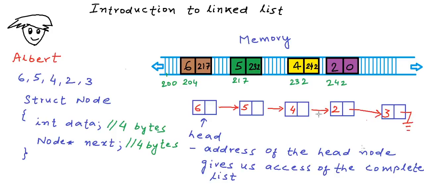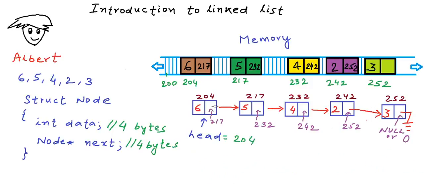Let's also show these nodes in the memory here. So I've written the address of each node in brown at the top of these nodes, and I've also filled in this address field of each node. Let's say the node for value 3 gets address 252. So this is how things will be in the memory, and this is how the logical view will be.